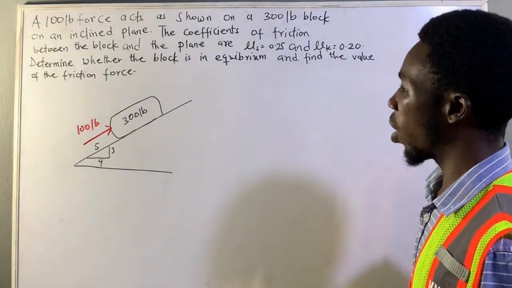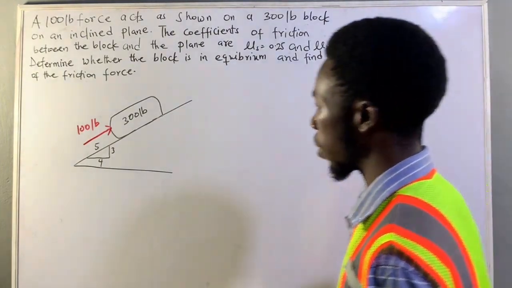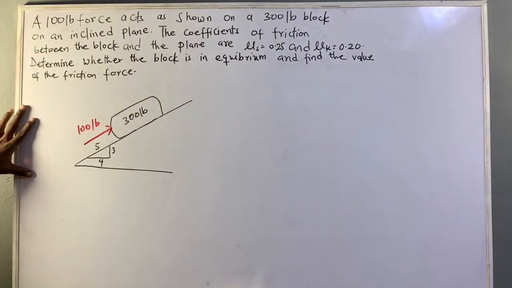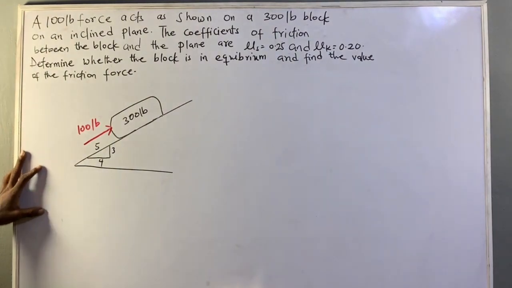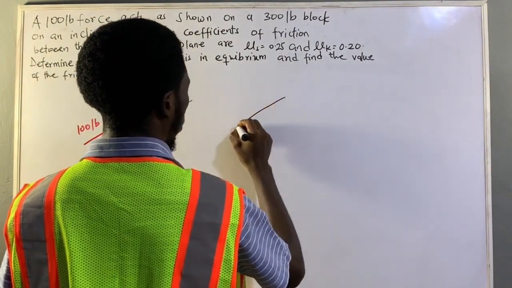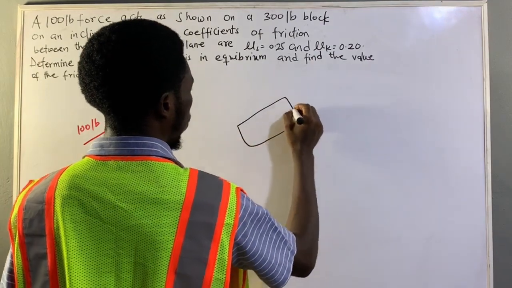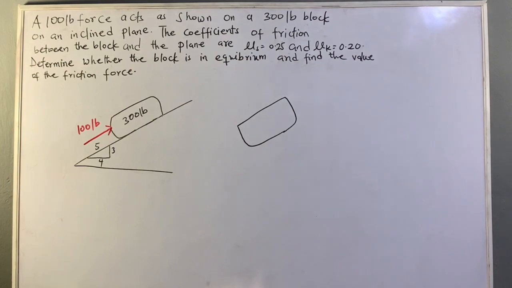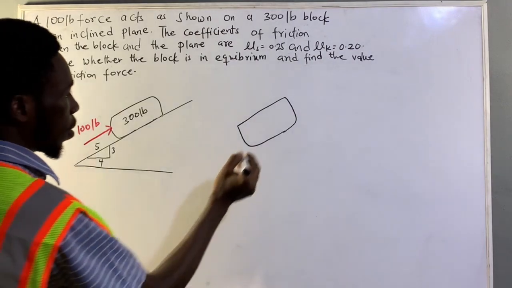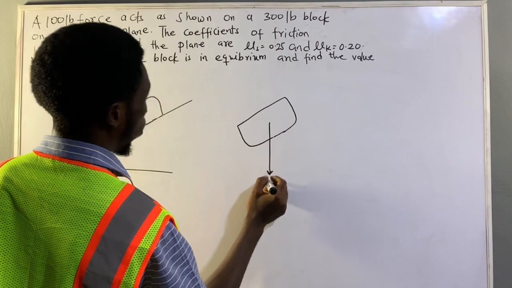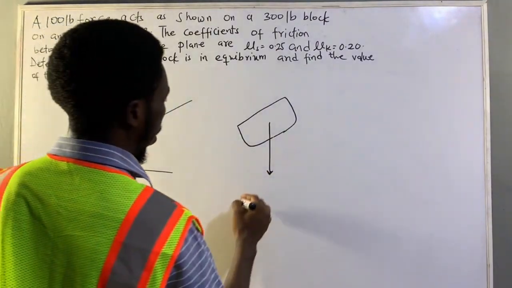So let's look at how we are going to go about this question. I will start by drawing a free body diagram for this figure that has been given to us. So I'm going to draw the block on the inclined plane. So that's the block. Now let's indicate the forces that will be acting on the block. We are going to have the weight force, which is the 300 pounds.